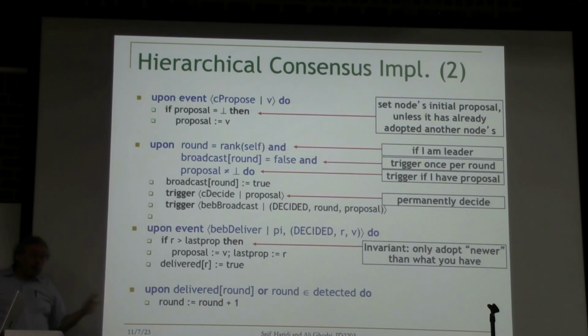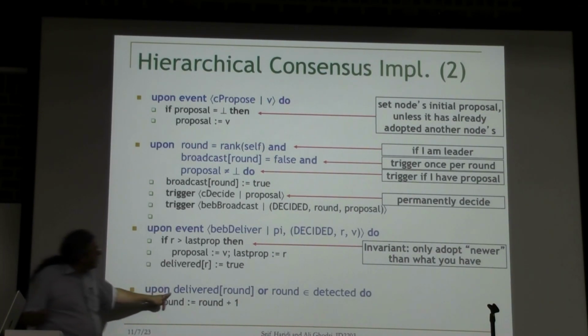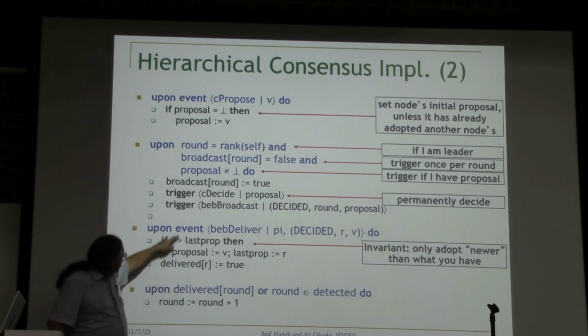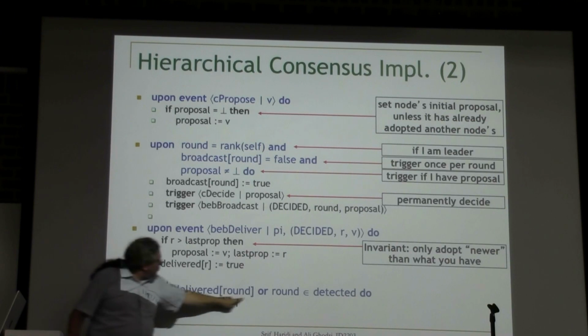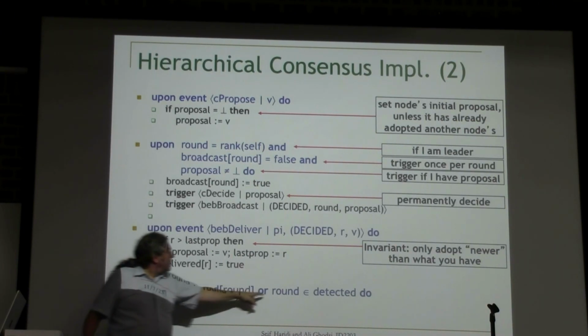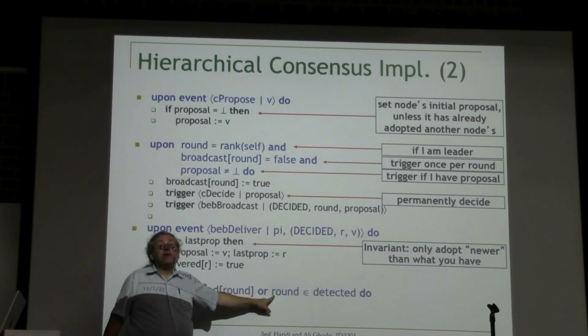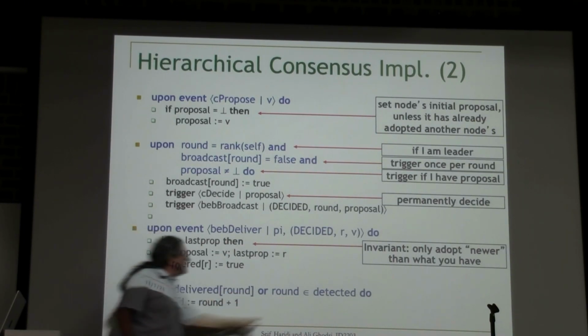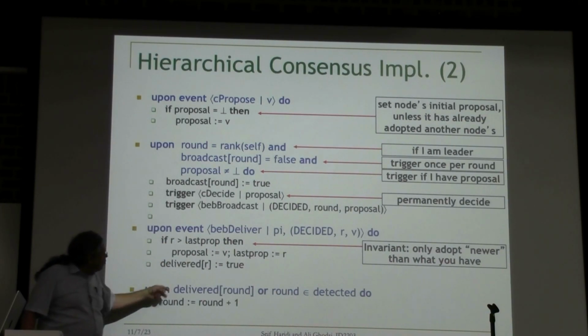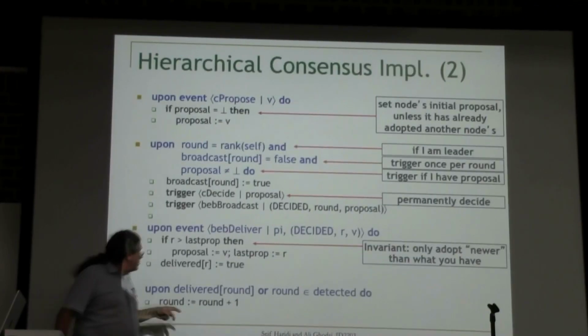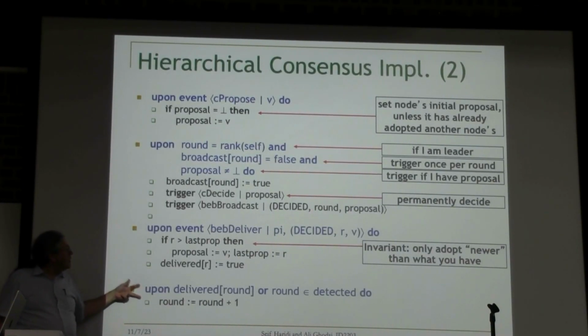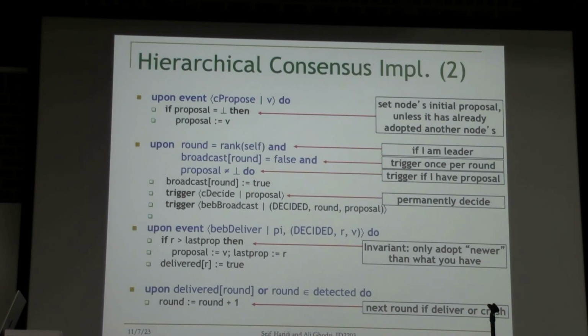This delivered is actually needed to go to the next round. When delivered is true, it means I got a message. And now the final thing is, how do you go to the next round? Well, there are two possibilities. Either a BEB deliver has arrived, so delivered round is true, or the previous node has failed, so round is an element of detected. Detected is the failed set. It will always be one of those two. So this one will always execute because of the perfect failure detector. We're really taking advantage of the perfect failure detector here. So next round, if delivered, BEB or crashed.